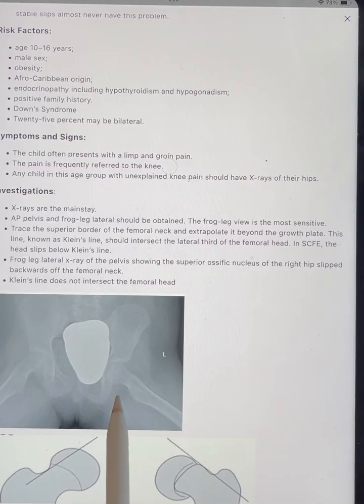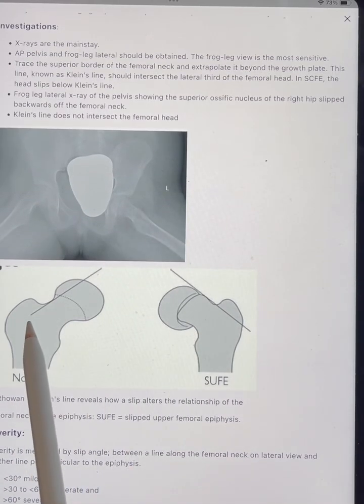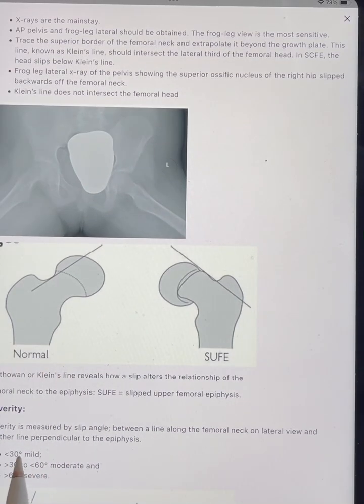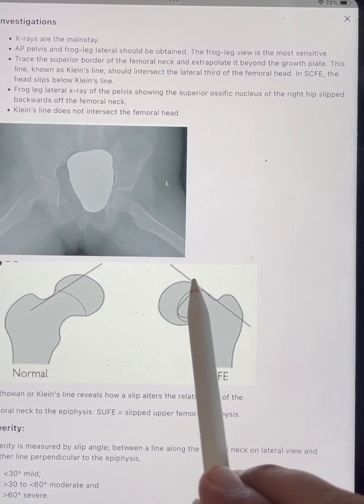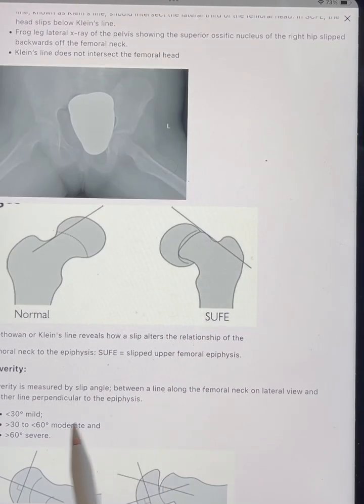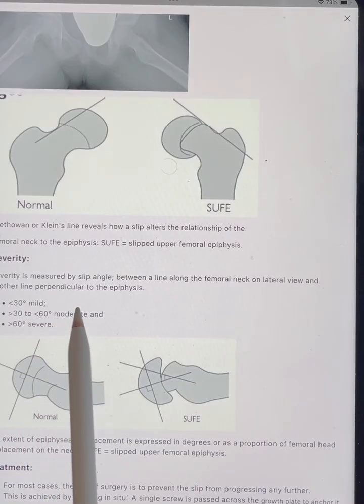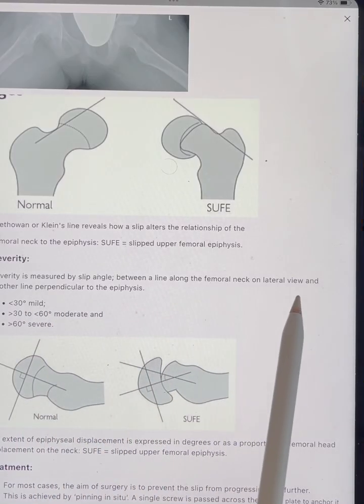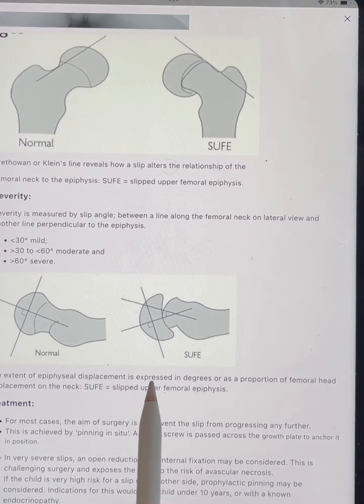This line is lost. This is called normal, and the Trethowan Klein line reveals slip of the upper femoral epiphysis. This is the line. You can see there is slip. Once this is slipping down, this is slip down. So severity depends on lateral displacement. Severity depends on the angle between the line from the femoral neck on the lateral view and another line perpendicular to the epiphysis: 30 degrees, more than 30 degrees, 60 degrees.